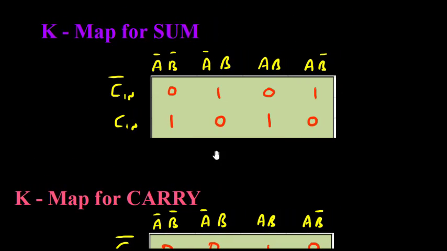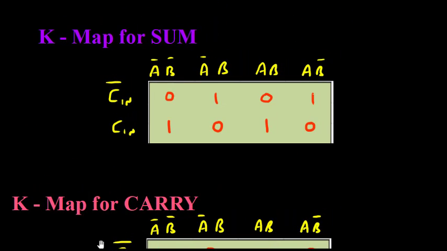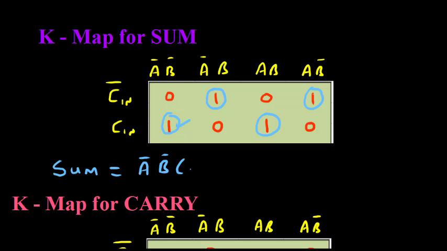So let us solve for sum. For sum we observe that we don't find any octets, quads or pairs. So we need to circle the ones. So this is 1, this one, this one and this one. So now we write the equation for the sum. The equation for the sum: first this one, whose equation is A bar, B bar, Cin.